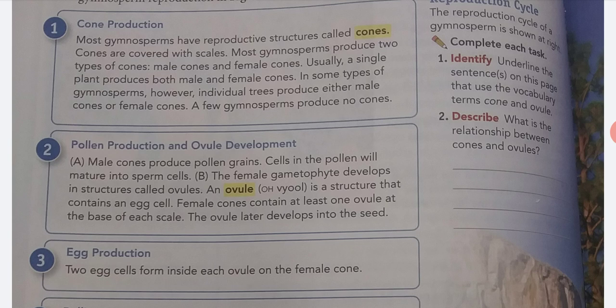Usually a single plant produces both male and female cones. In some types of gymnosperms, however, individual trees produce either male or female cones. A few gymnosperms produce no cones.